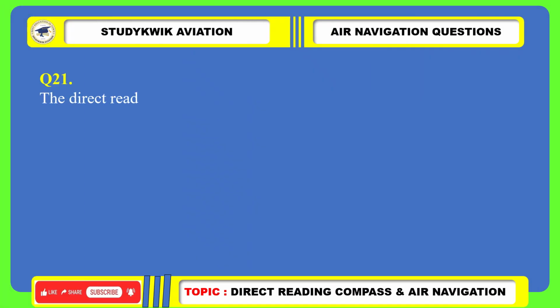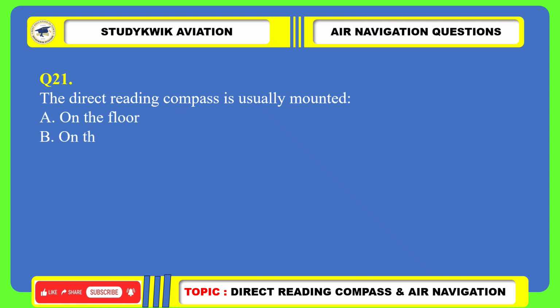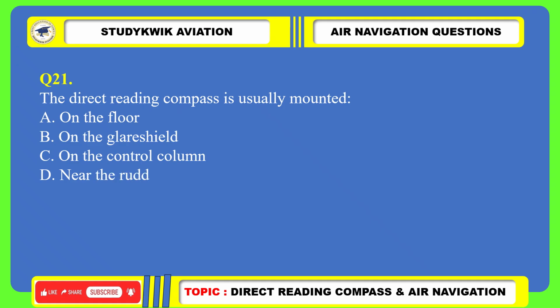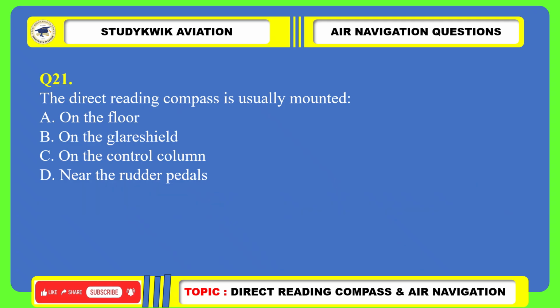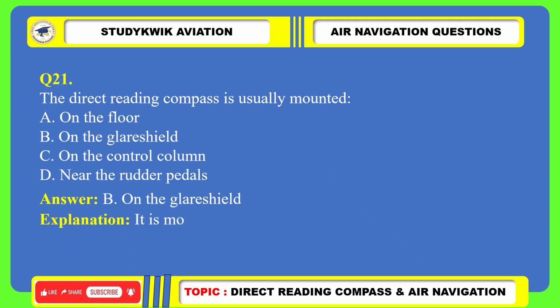Question 21. The direct reading compass is usually mounted on the floor, on the glare shield, on the control column, near the rudder pedals. The correct answer is B. On the glare shield. It is mounted high and forward to reduce interference and increase visibility.